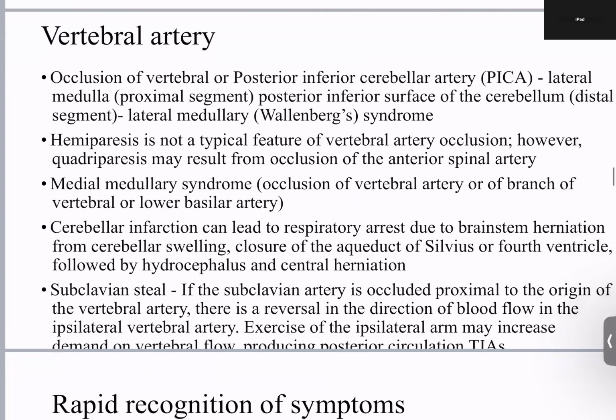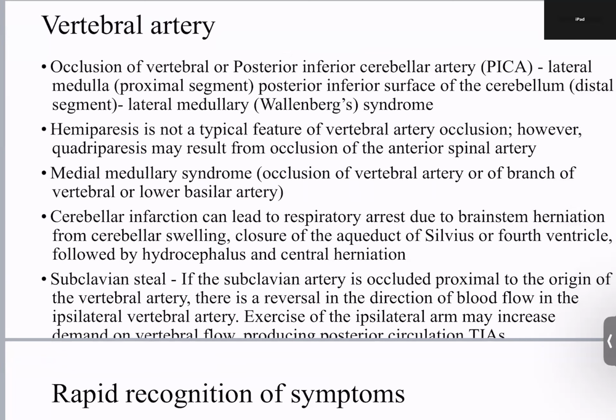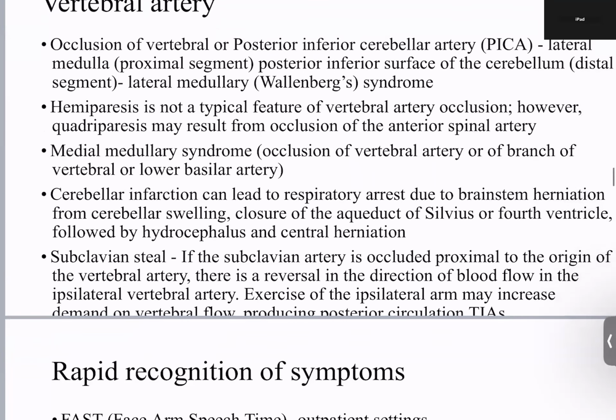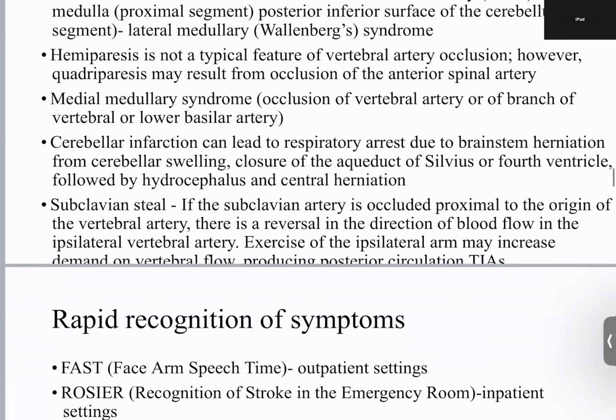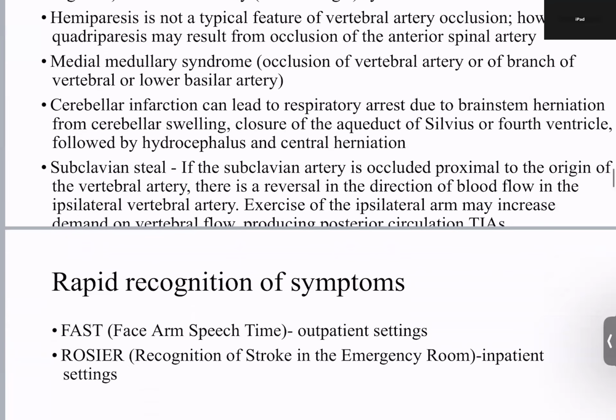Occlusion of the vertebral or posterior inferior cerebellar artery, as you all know, can cause Wallenberg syndrome. Hemiparesis is not a typical feature of vertebral artery occlusion. However, quadriparesis may result from occlusion of the anterior spinal artery, they say. Again, medial medullary syndromes we all discussed.